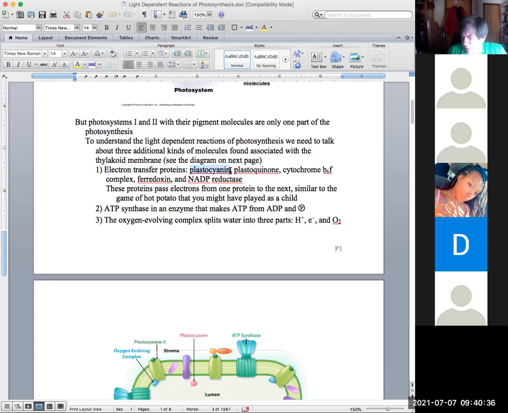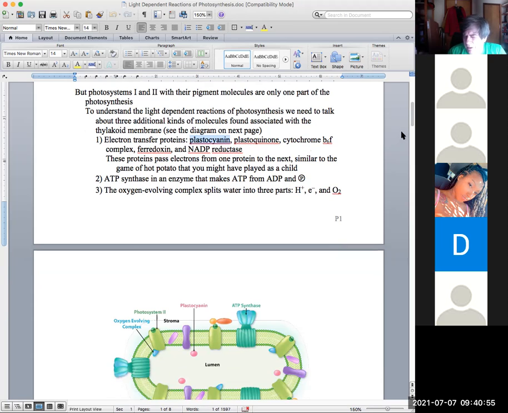And again, they have specific names: plastocyanin, plastoquinone, cytochrome B6 complex, ferredoxin, and NADP reductase. You don't have to necessarily worry about all the names, but it's just easier to call them by their real names and say protein A, B, C, D, E or something. These are going to pass electrons around, kind of like if you ever played hot potato when you were a little kid. Now remember, at every pass, think about what we just said. Every time we pass the electron from one protein to the next, it's going to lose a little bit of energy.